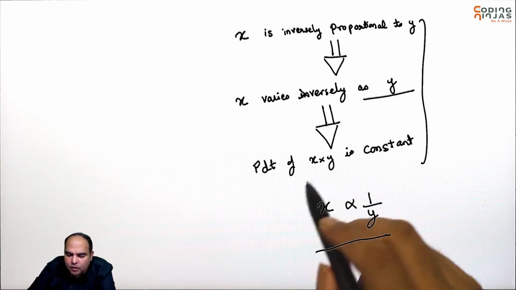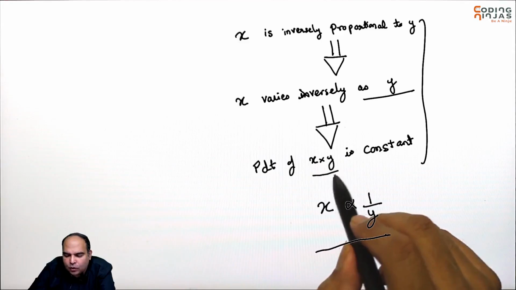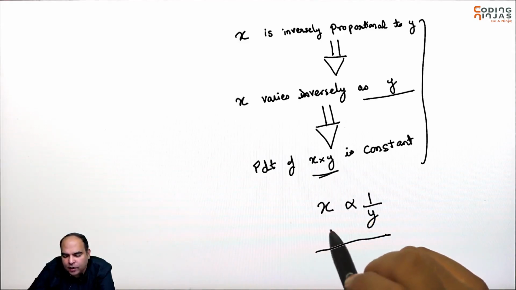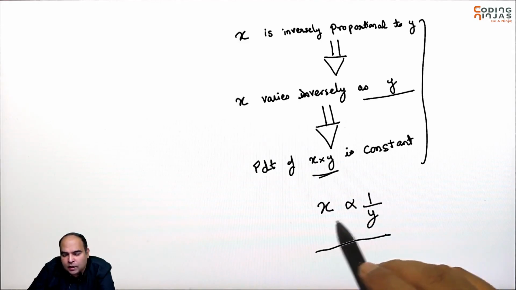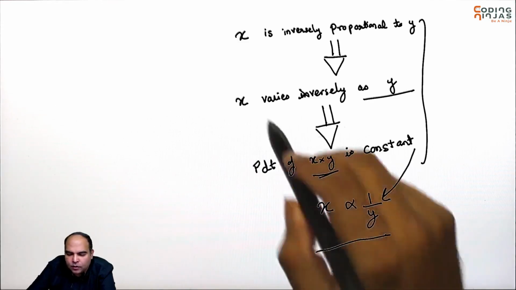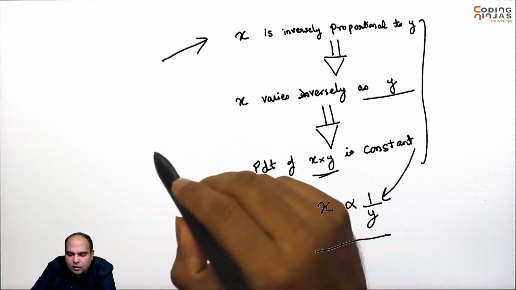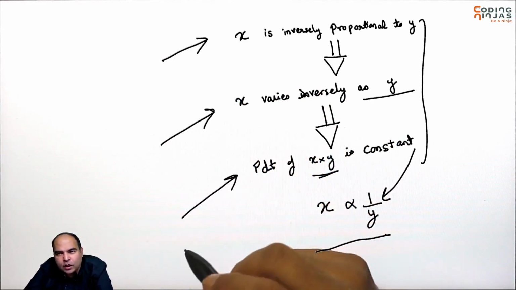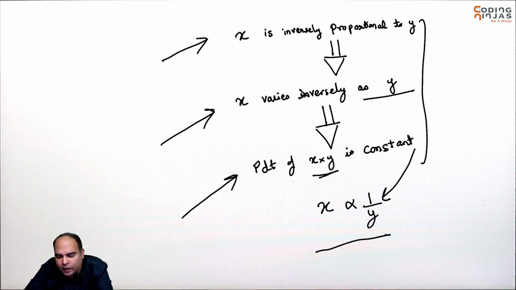And please remember that the product constancy of x into y, and we have seen product constancy in the percentage chapter extensively, also means that x varies as 1 by y. It means the same thing, right? So there are three languages through which you can communicate. In a maths question, there are three languages through which you can communicate inverse variation.